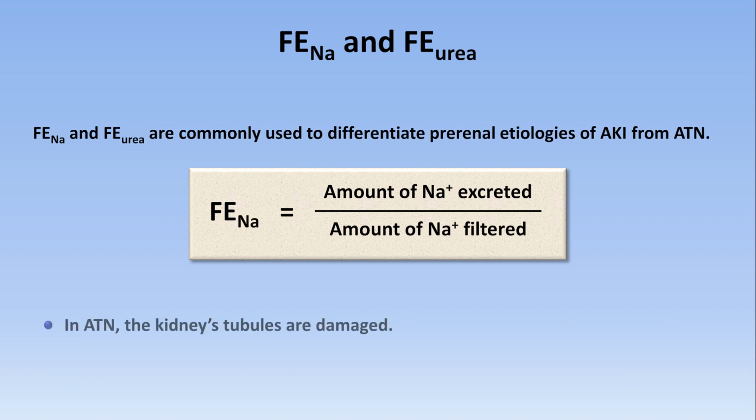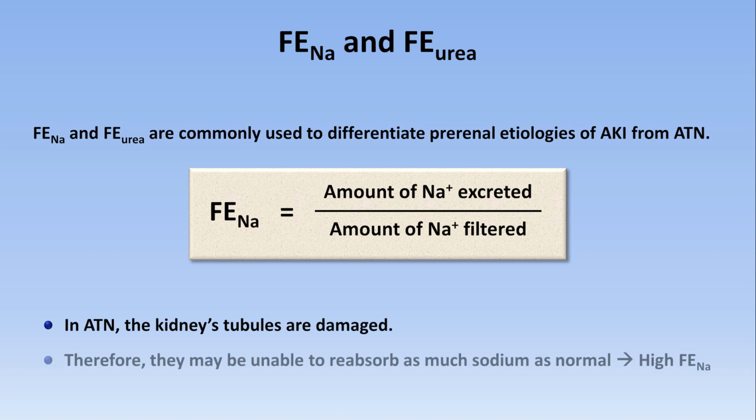In contrast, in ATN, the kidneys don't necessarily think the body is dehydrated and their tubules are damaged. Therefore, they may be unable to resorb as much sodium as they normally do. This results in a relatively high FENa.